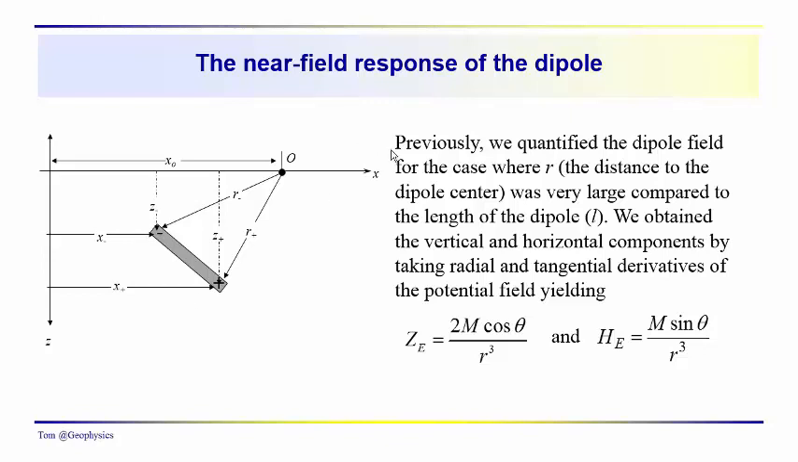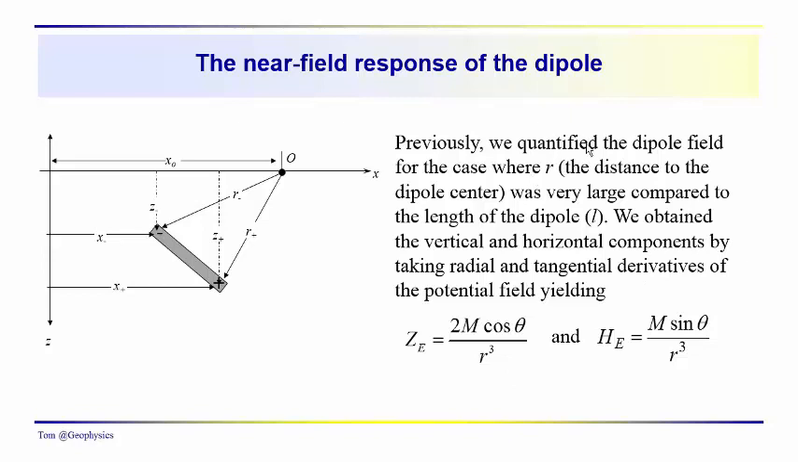In a previous video, we developed the mathematical representation of the vertical and the horizontal components of a dipole. We found that they varied inversely as the cube of the distance to the center of the dipole. We have the magnetic dipole moment here, P times L, the pole strength times the length of the dipole. Over here for the horizontal field, just the dipole moment times the sine of theta. So we ended up with these expressions here.